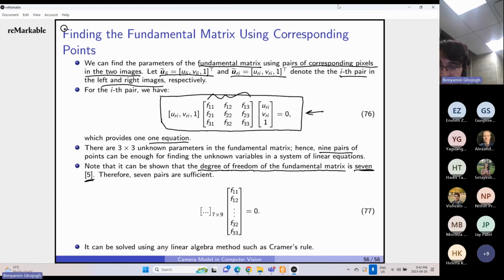So when you have 9, for example, unknowns, you can assume that one of them is fixed and find the 8 other ones up to scale, right? Because when you change the scale of one of them, then the other ones will change. So up to scale, 8 of them are enough. However, according to some proof, maybe 2 of them are redundant. So 7 are enough. As a result, we need 7 pairs, and 7 pairs are sufficient to find the values of the fundamental matrix. And we can use Cramer's rule, right?